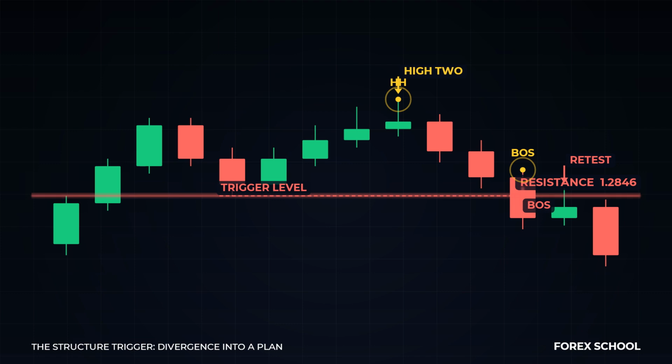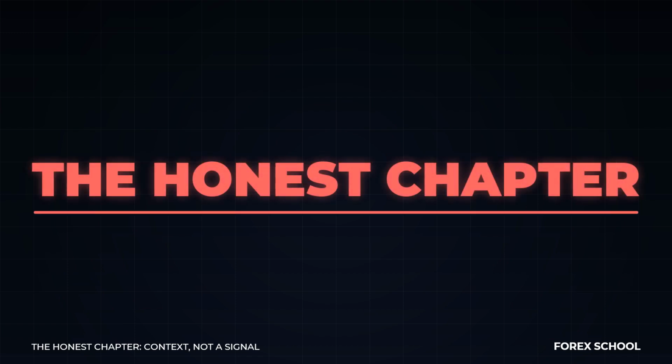Every element was defined in advance: the divergence gave the warning, the level gave the trigger, the retest gave the second look, and a push back above high 2 would have ended the idea entirely. Before the recap, the chapter most channels quietly leave out: where divergence fails, and for how long.